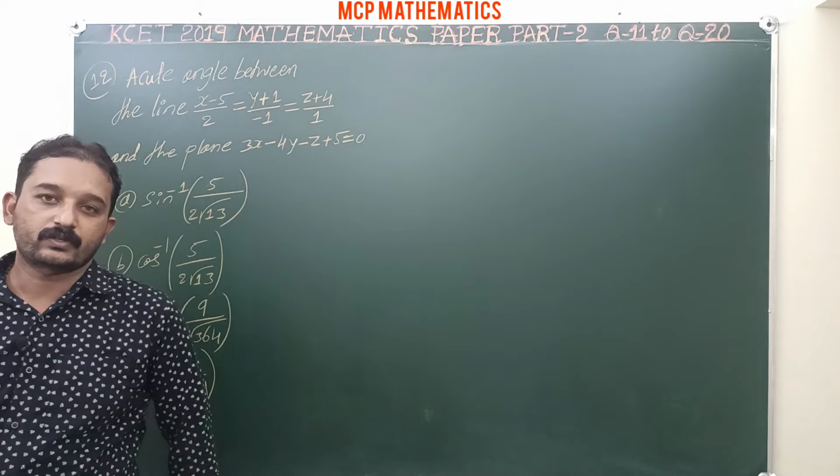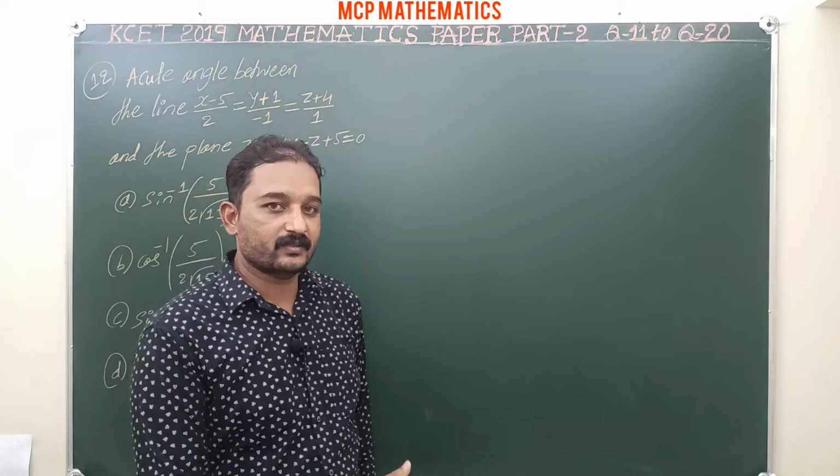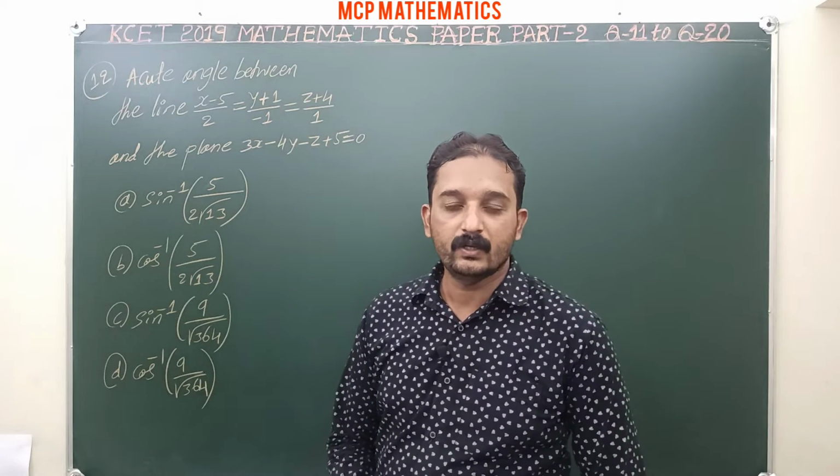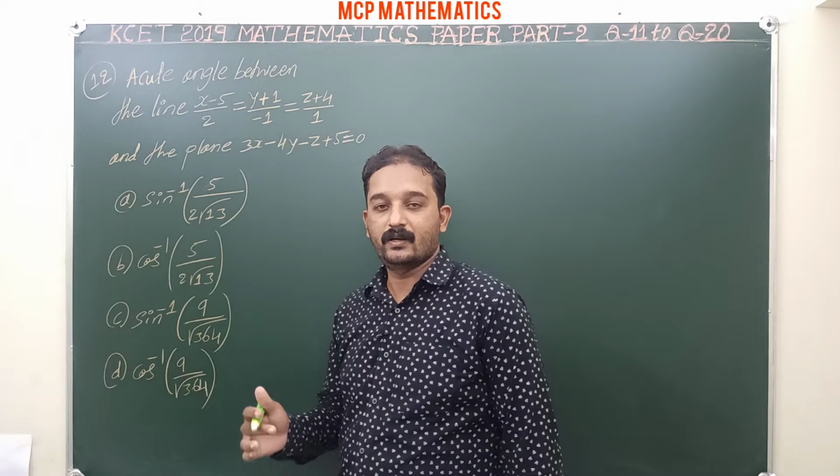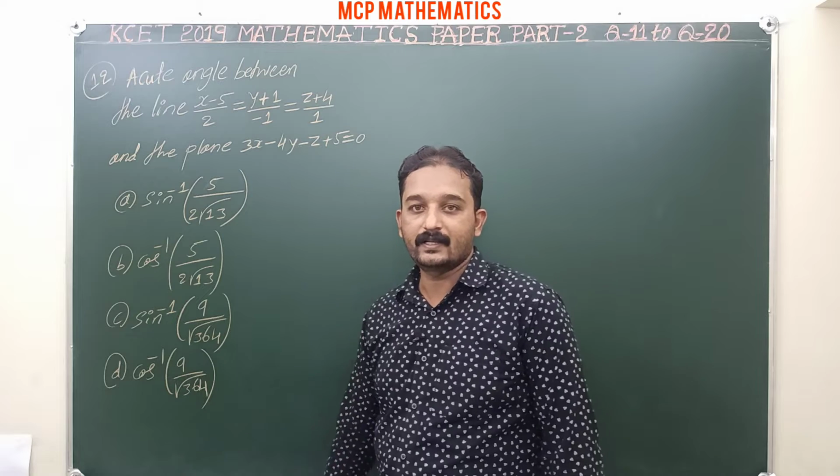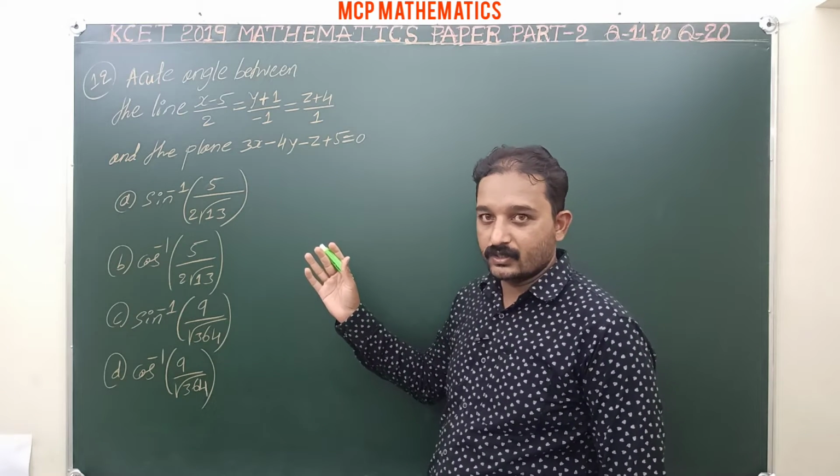Now let us move on to question number 12. This question is based on the chapter once again 3D. Usually they ask 5 or 6 questions on this chapter in KCET. Let us take the second question in this case.